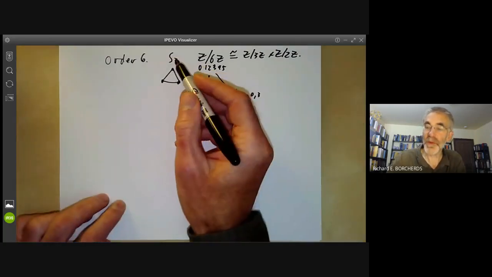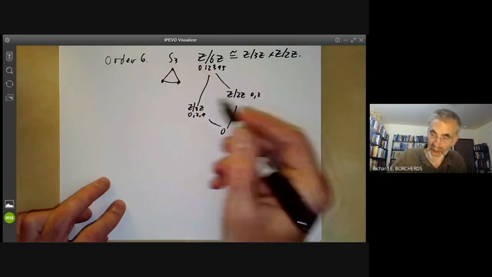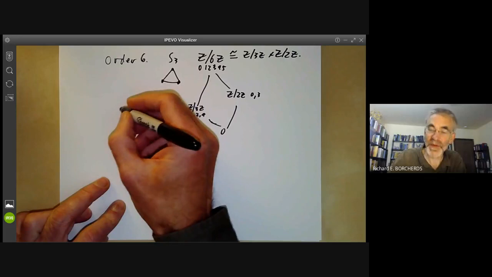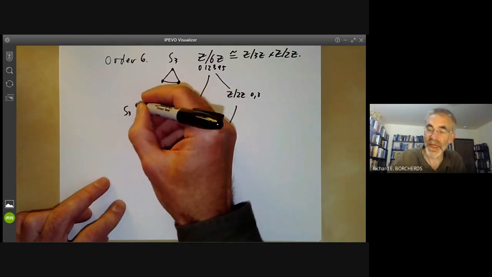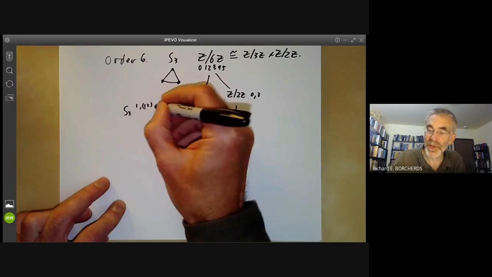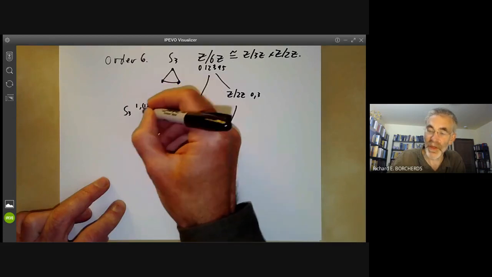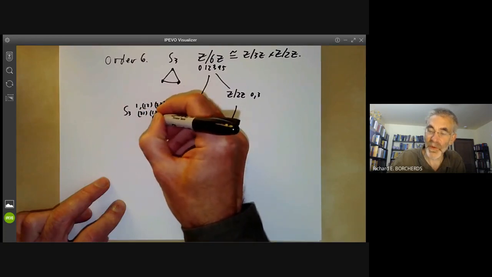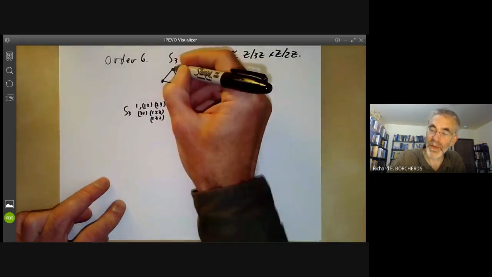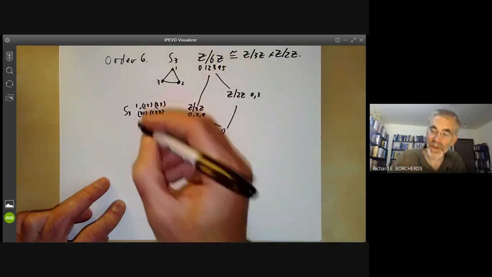Now for the group S3, it's almost as easy to find the subgroups. First of all, we've got the group S3 itself, and you remember this has 6 elements, which are the identity. Then we can switch 1, 2, or 2, 3, or 3, 1, or we can rotate 1, 2, 3, or 1, 3, 2. Here we're labeling the elements of the triangle as 1, 2, 3.